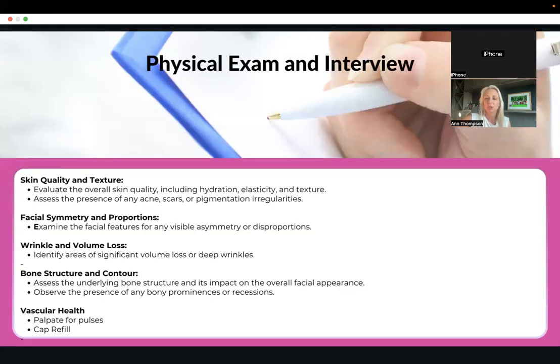You want to make sure you do a good physical exam, take lots of pictures. You do want to try to feel for the pulses, especially in the lips, just so you have an idea of where they're at. You can feel for the facial artery. You can even feel for your infraorbital artery. You just kind of put your finger on it and you can feel where it's kind of pulsating.